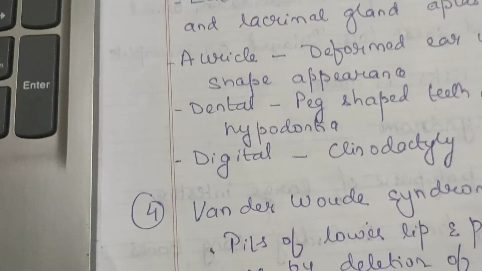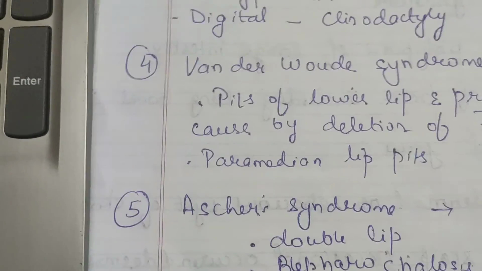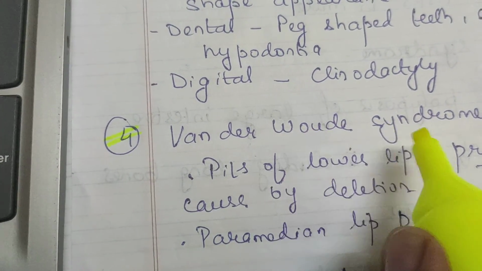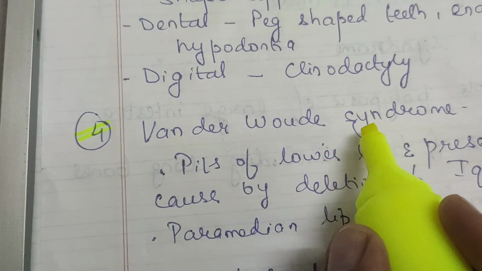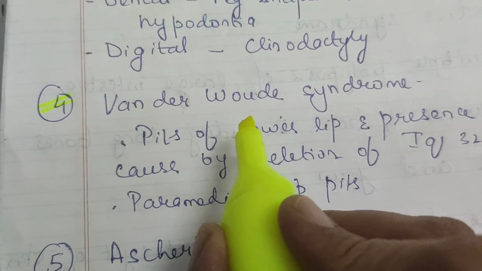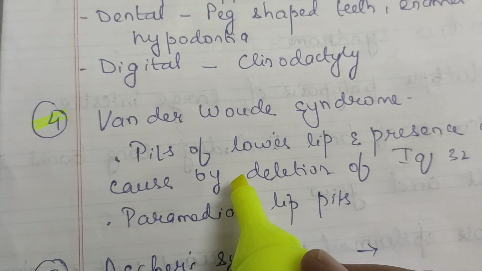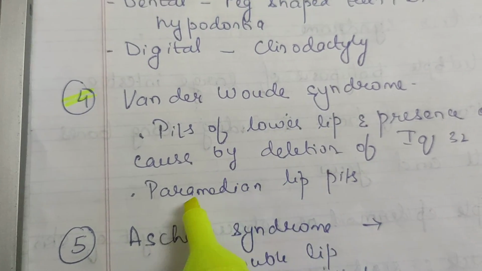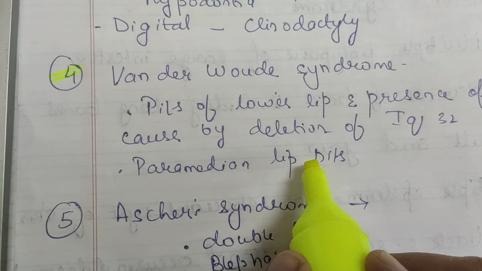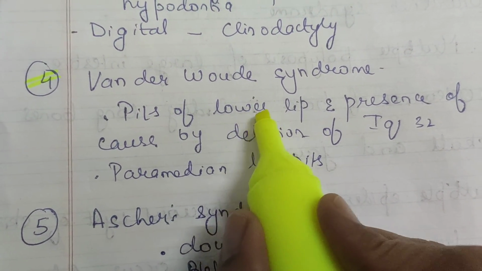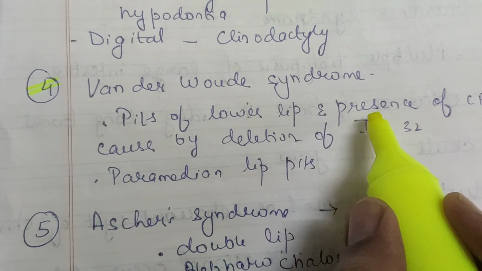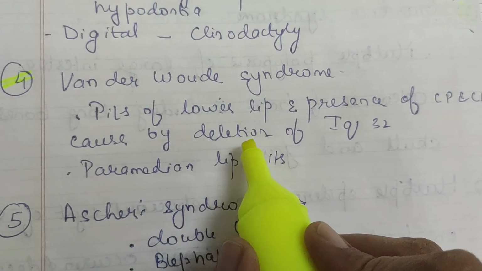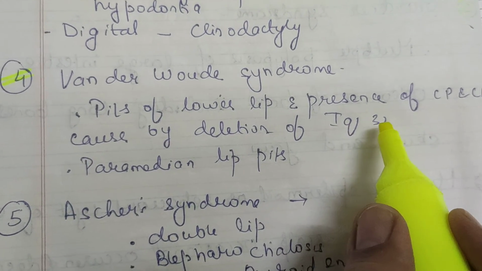Now the next, fourth one is Van der Woude syndrome. We will see this syndrome in developmental deformities of lip. You can see this in paramedian lip pits. It usually occurs in lower lip and is also associated with the presence of cleft palate and cleft lip. It is caused by the deletion of IRF6 at 1q32.